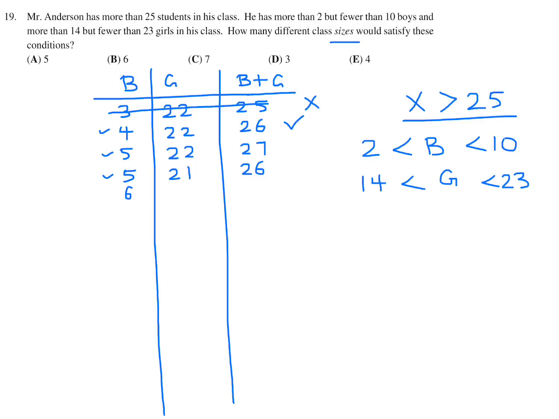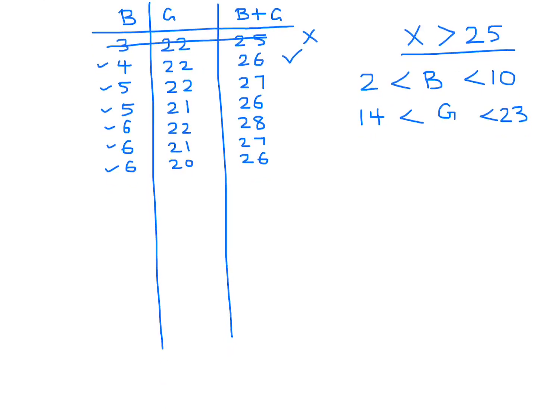So for 6, if we use 22, we'll get 28. If we use 21, we'll get 27. And if we use 20, we'll get 26. All right, we can't go any more than that, because then the class sizes would not work. They won't be greater than 25. And let's just keep going. You can probably do this pretty quickly.